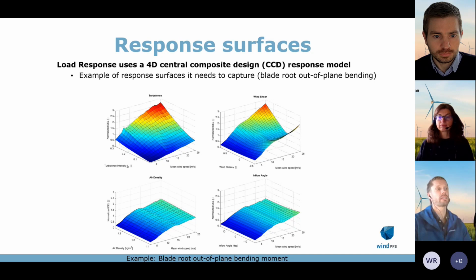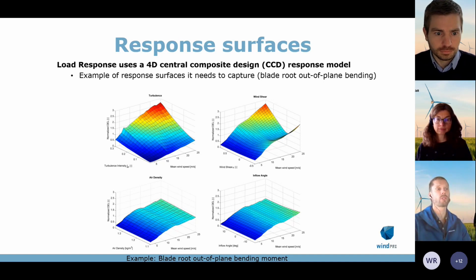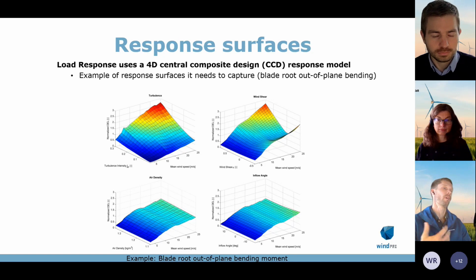what is visualized here. So this is a load sweep analyzing how the fatigue loads depend on the parameters wind speed, turbulence, wind shear, air density, and flow inclination. And you can see, this is, you could say, the shape of the load response that our response model, like the one we have in load response, needs to capture. But this is for the blade root bending moment.